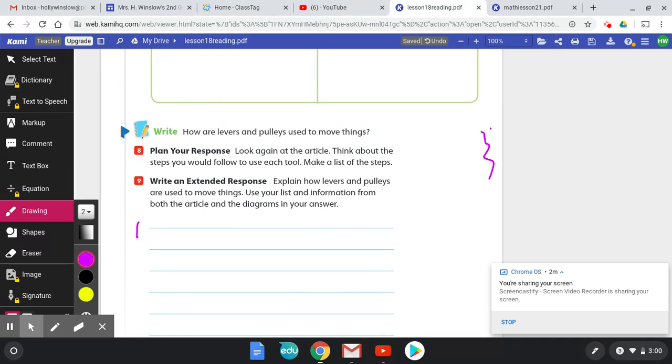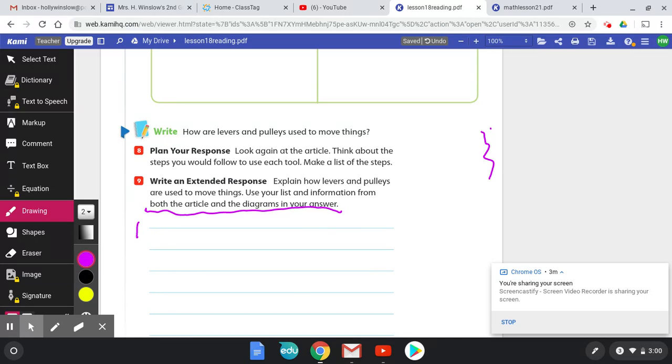Your extended response says explain how levers and pulleys are used to move things. Use your list and information from both the article and diagrams. That's the important part, guys. I need something to tell me. You need to talk about both the article and the diagram in your answer. Okay? All right, guys. Good luck.